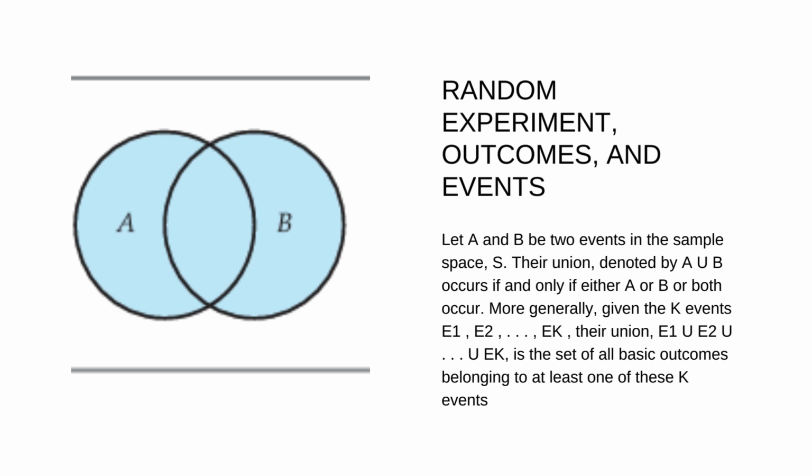Let A and B be two events in the sample space, S. Their union, denoted by A union B, occurs if and only if either A or B, or both occur. The Venn diagram in the figure shows the union, from which it is clear that a basic outcome will be in A union B if and only if it is in either A or B, or both.